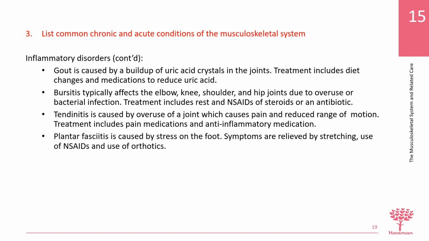We talked about gout. It is caused by a buildup of uric acid crystals in the joint. Again, this comes from diet. Treatment includes diet changes and medications to reduce uric acid. You'll learn as you go throughout the program that uric acid is one of those blood tests that we perform to see if the person may possibly have gout. You'll notice there's a blood test for that, and you may see elevated uric acid levels.